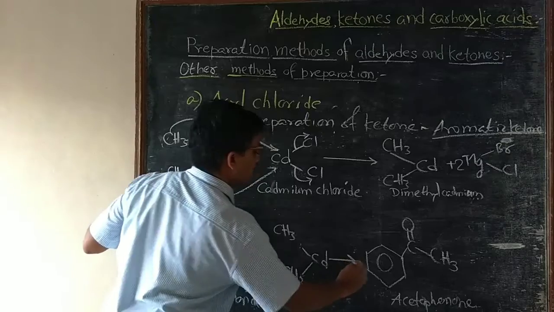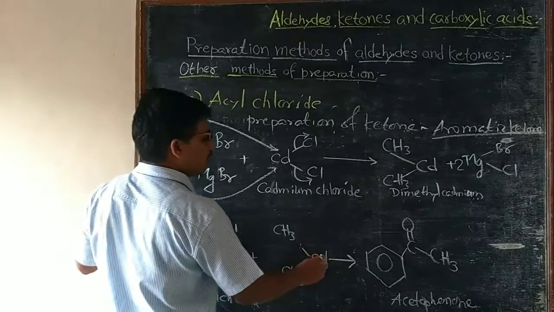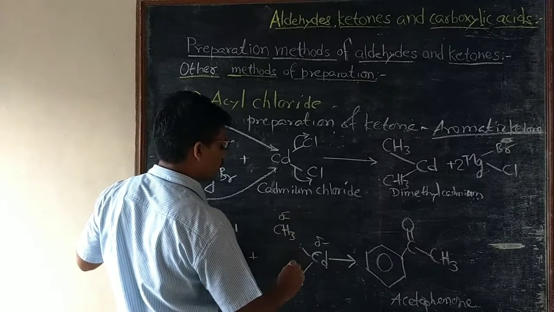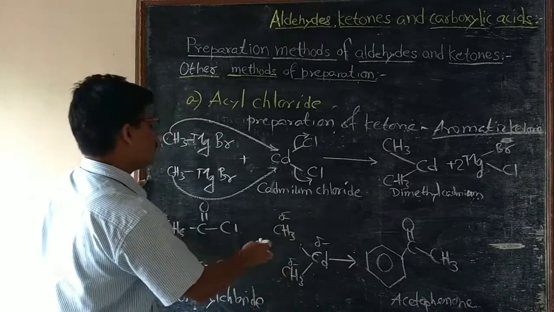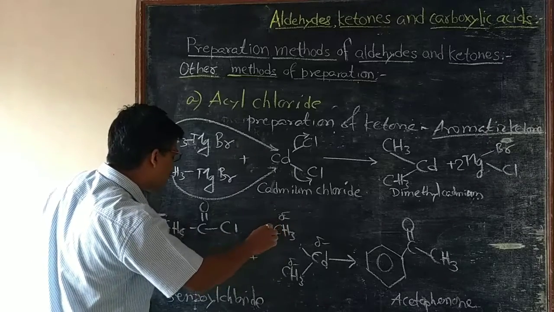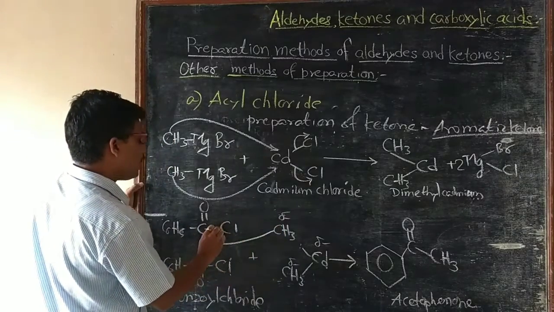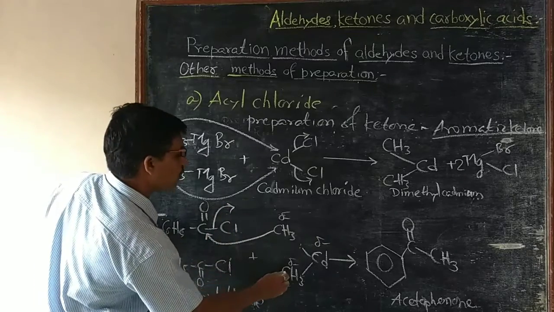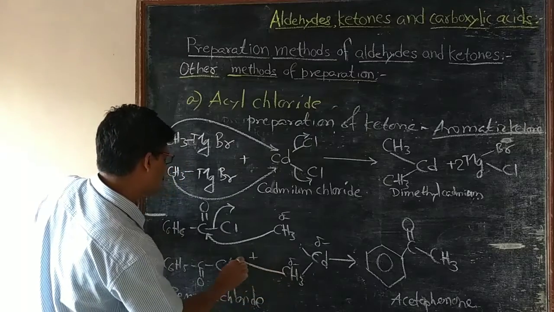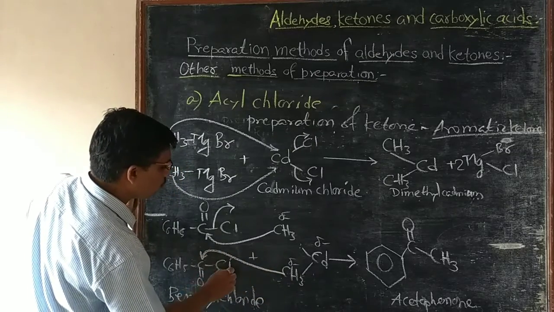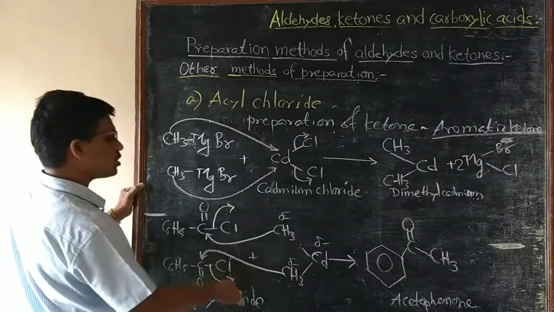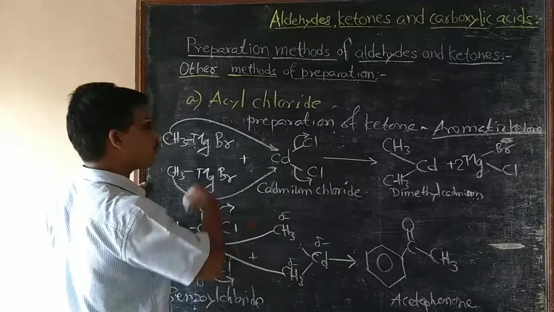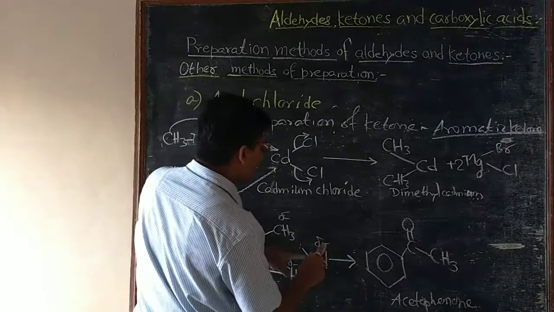cadmium. In this case, this cadmium has partial positive charge. This alkyl group, that is methyl group, has partial negative charge, and the other one also has partial negative charge. Therefore, this methyl group approaches this carbonyl carbon, and this chlorine with its electron pair goes away. In the same way, this methyl group approaches this carbonyl carbon, and this chlorine with its electron pair goes away. That means these two chlorine atoms in the form of chloride go away to this cadmium.